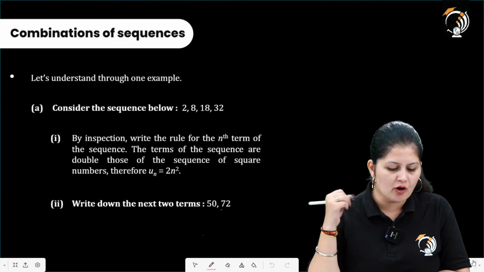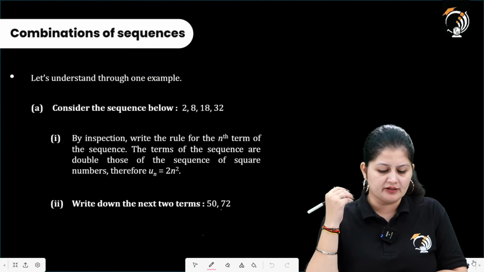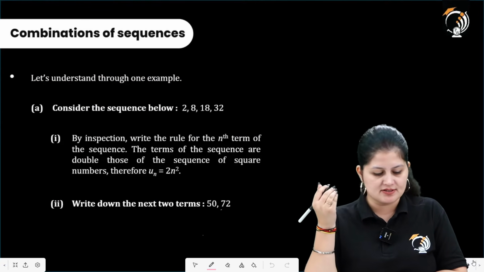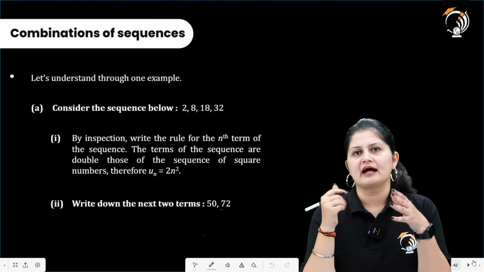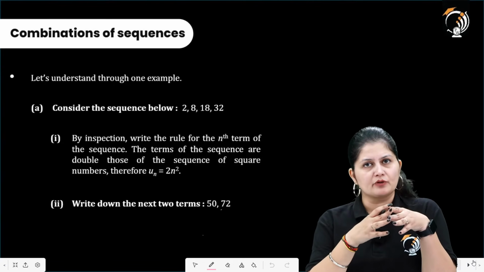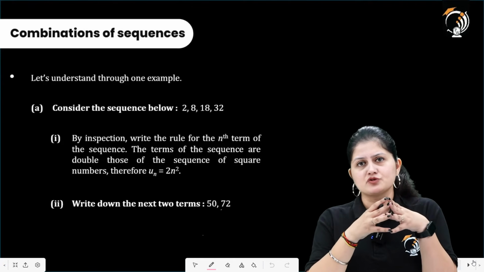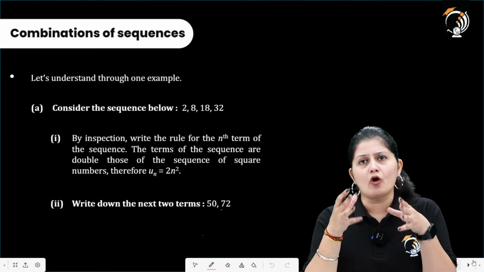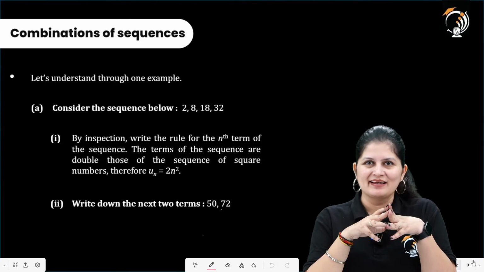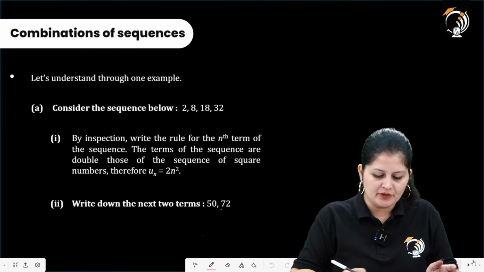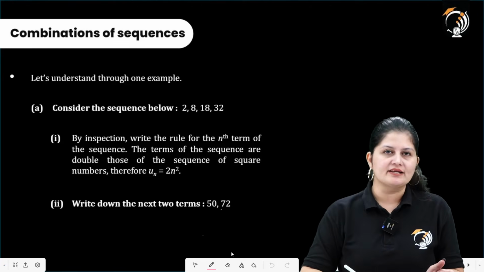Moving to the combination of sequences now. Another very important thing for you to understand is the combination of sequences. It is not always going to be that you will get an arithmetic progression or a geometric progression, but many times in the exams you will get questions on the combination of sequences as well. So let's understand through one example.